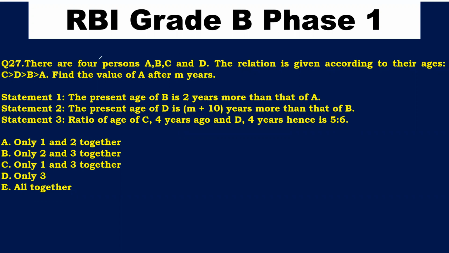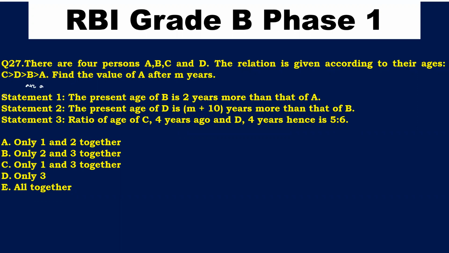This is also a data sufficiency question. There are 4 persons A, B, C, D. The relation is given according to ages: C greater than D greater than B greater than A. Find the value of A after M years. The present age of B is 2 years more than A. So if he is A, he will be A plus 2.